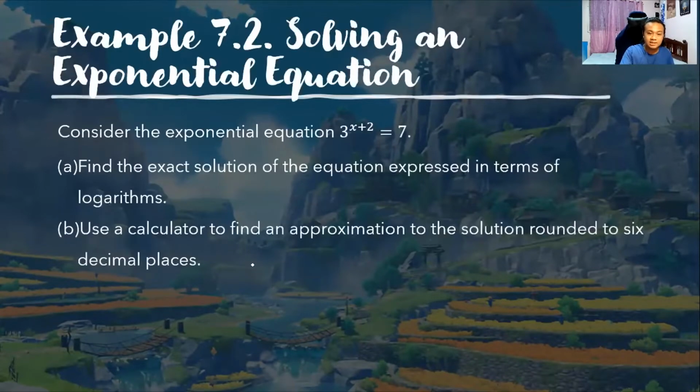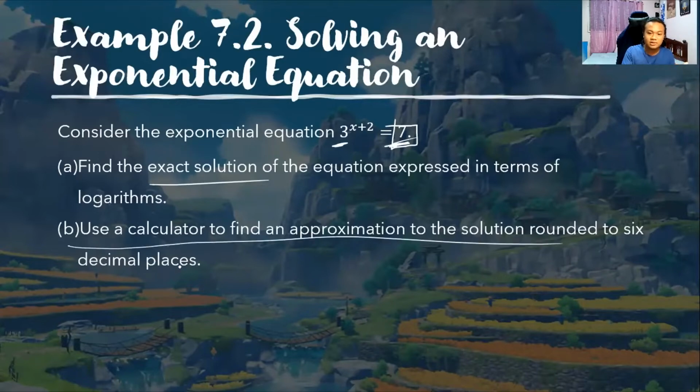Okay? So next is this one. They do not have the same base, right? One is 3 and the other is 7. This is simple when you use a calculator. Also, we are to find the exact solution, expressed in terms of logarithms, or use a calculator to find an approximation to the solution rounded to 6 decimal places. So let's do letter A.